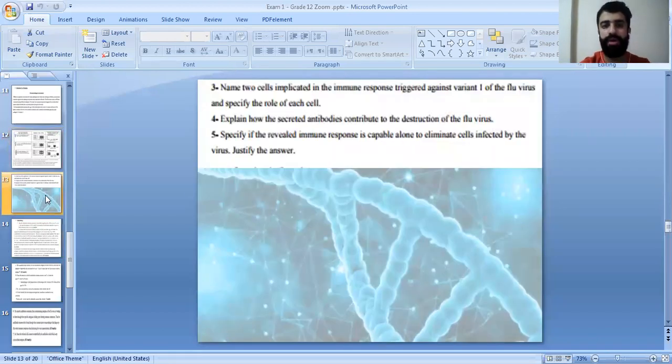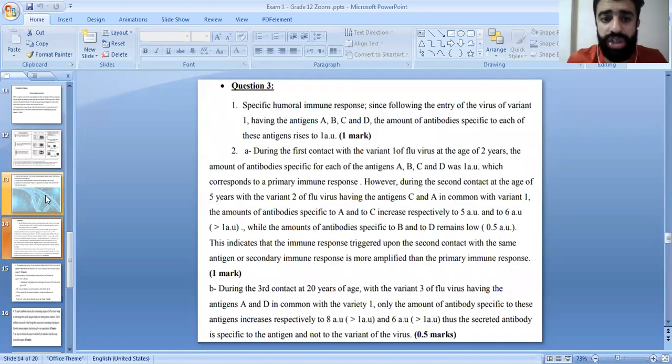Okay? Part 3, name the two cells. Let's first solve the first part. Question number 3, what is the type of the immune response? It's a specific humoral immune response. Why? Because after the entry of the virus, with antigens A, B, C, and D, the amount of antibodies rises to about 1 AU, meaning that we have secretion of antibodies, so the immune response is a specific humoral immune response.